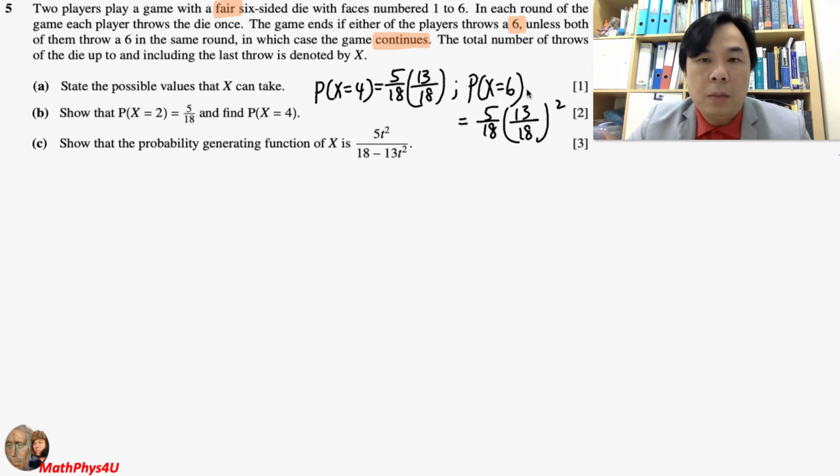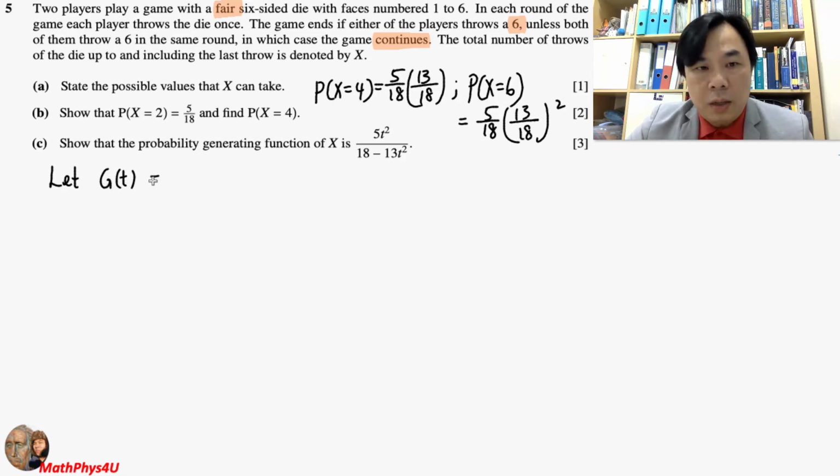Right? Now, the main reason why I need all these values is because I need to prove the next section. So for question C here, I need to show that the probability generating function of X is given as such, using all my previous results that I have obtained here. Now for that, before we start to get the probability generating function, we need to go through the definition.